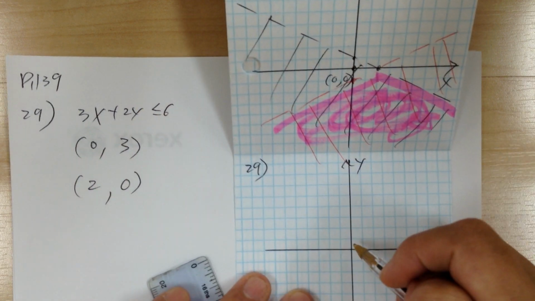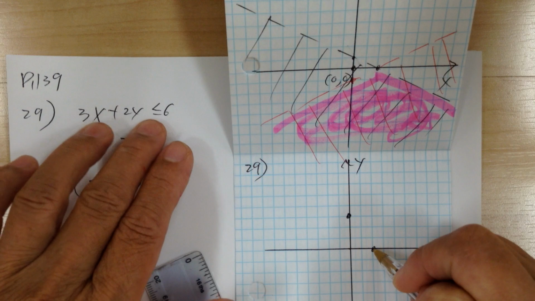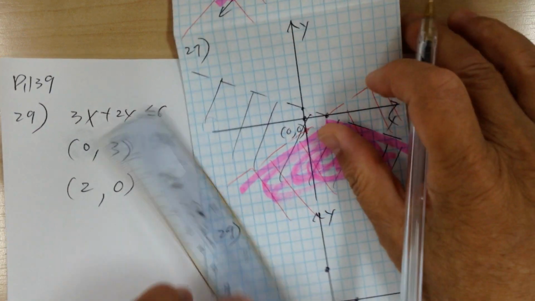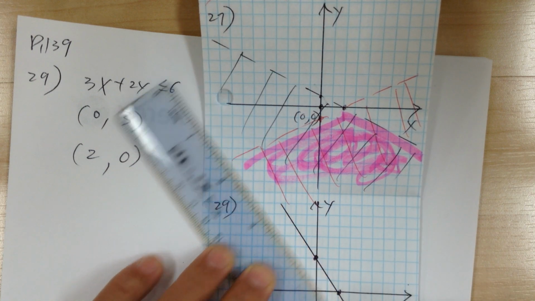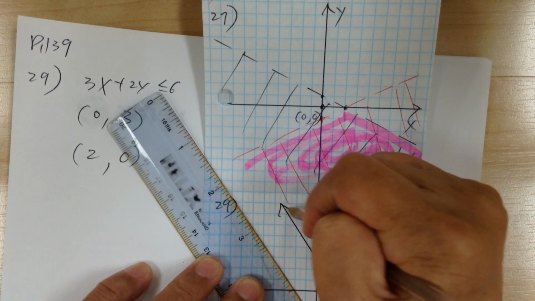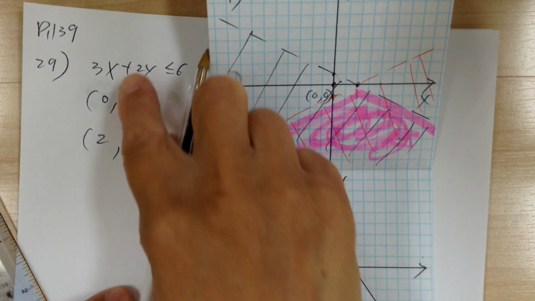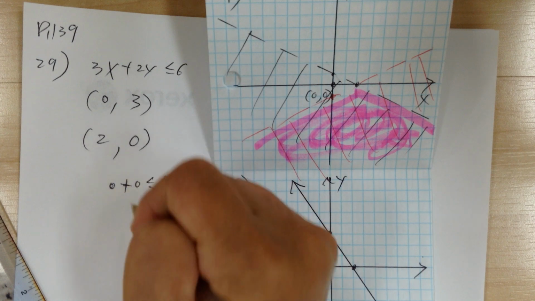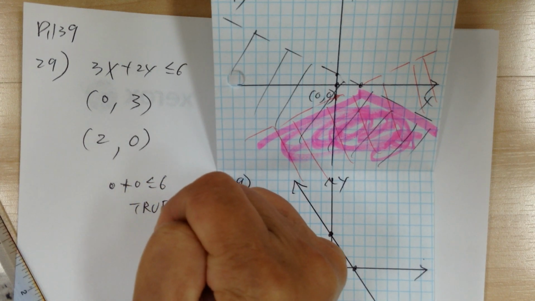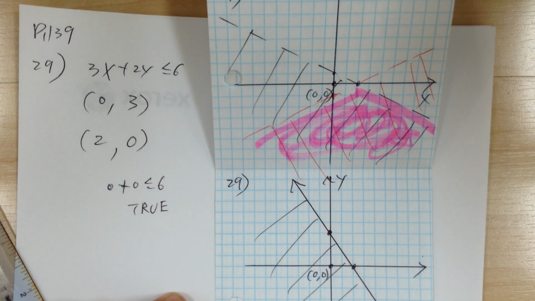Okay, so 0, 3, 2, 0, and this is a solid line. Okay, I'm going to use 0, 0 as my testing point. So put 0, 0 in here. You're going to get 0 plus 0 is less than or equal to 6. So this is true. So this point is true. So it's here in this side.